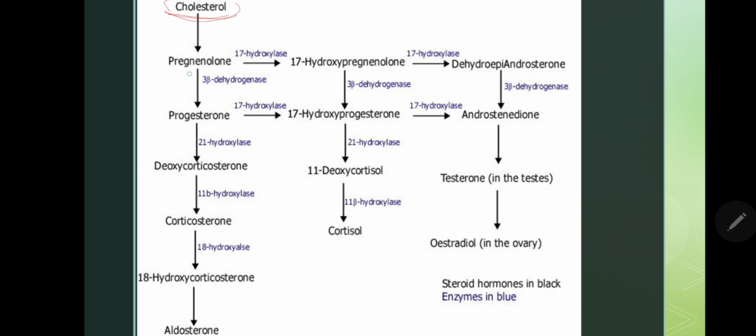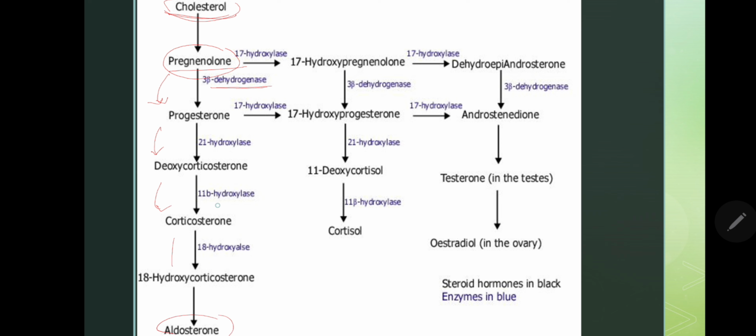There is a production of pregnenolone by the enzyme 3 beta dehydrogenase. These are the major hormones I will discuss later, along with every hormone's enzymes. So from cholesterol, pregnenolone is synthesized, and from pregnenolone, progesterone. No need to memorize these things. And from progesterone it is deoxycortisone, then cortisone, and lastly aldosterone.